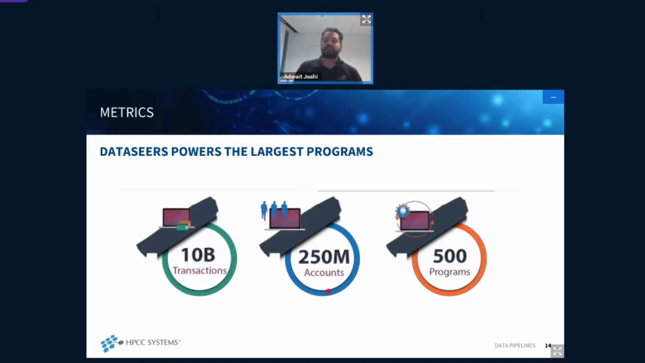Just look at where we are today, 3 years later. We are looking at approximately 10 billion transactions across our system. We have 250 million accounts on this platform now, and we have 500 different programs, with each program having its own rules that is looking through this data. We have processed through our system more than $50 billion worth of money.